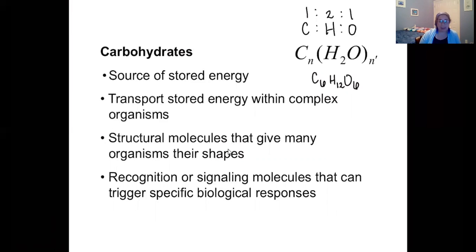Carbohydrates are stored energy, and usually we call this fast energy. They transport stored energy within complex organisms, and structural carbohydrates give organisms their shape. So when you learned in the flashcards about different types of carbohydrates, we talked about glucose, which is your fast energy. We talked about structural carbohydrates. This is cellulose.